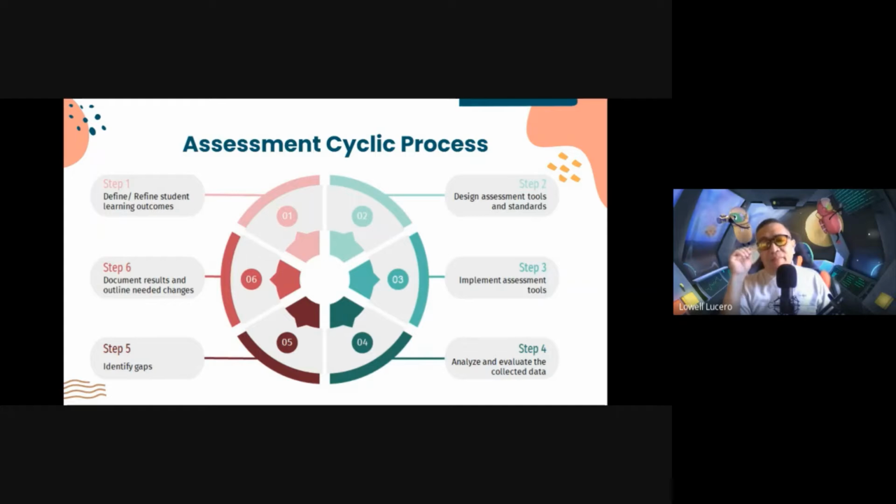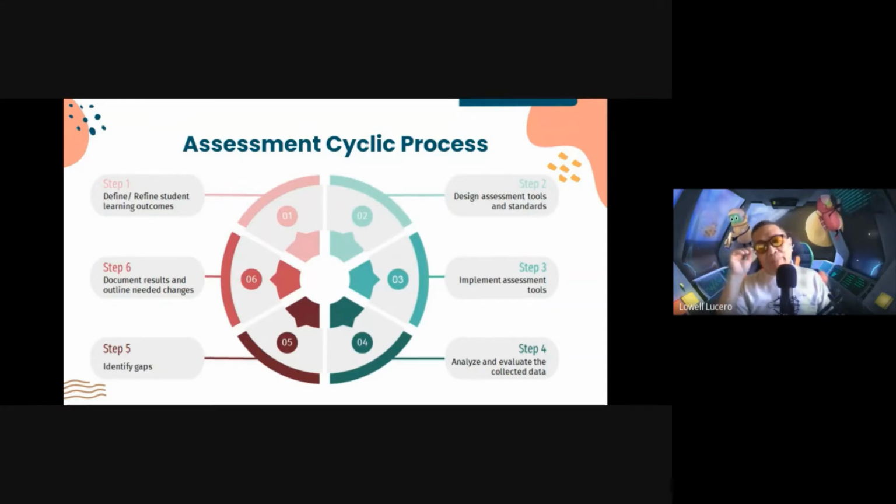Then, of course, step four is you analyze and evaluate the collected data. You don't just collect scores and then put them in the drawer of your desk. You need to utilize that data and at the same time improve your pedagogy, your approach, your methods and assessment procedures. Technically, it helps the teacher improve his pedagogical skills.